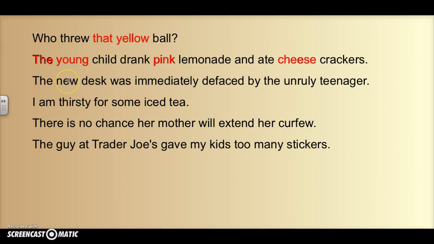Next sentence, the new desk was immediately defaced by the unruly teenager. The and new modified desk, and the and unruly modify teenager. I am thirsty for some iced tea. Some and iced modify tea. There is no chance her mother will extend her curfew, again with the possessive pronouns. And the guy at Trader Joe's gave my kids too many crackers. You have a definite article. My kids, possessive pronoun. And too many crackers. How many?